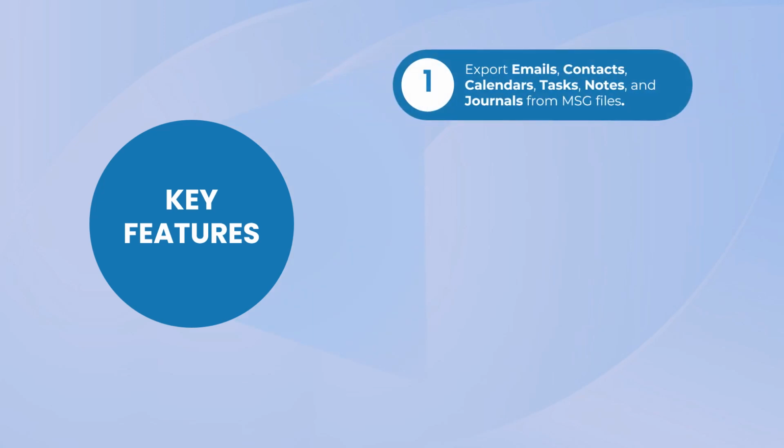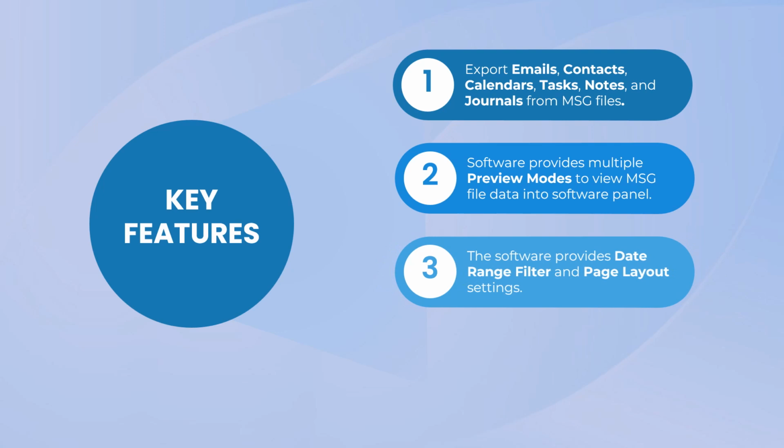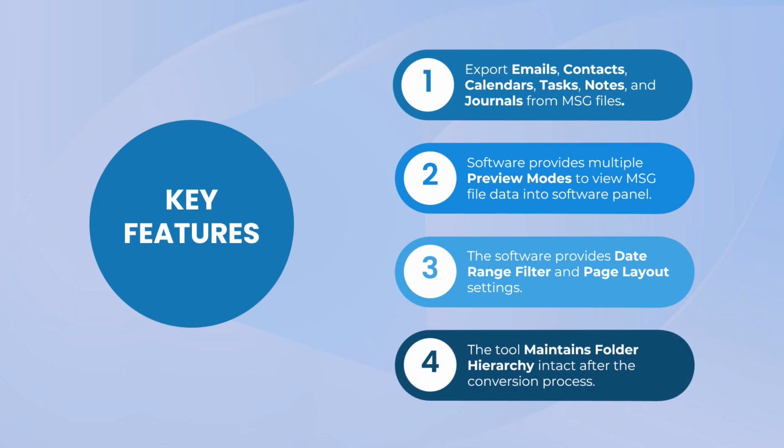Key features of the software. Export emails, contacts, calendars, tasks, notes, and journals from MSG files. The software provides multiple preview modes to view MSG file data in the software panel. The MSG to PDF Converter tool provides a date range filter and page layout settings. It also maintains folder structure during the conversion process.